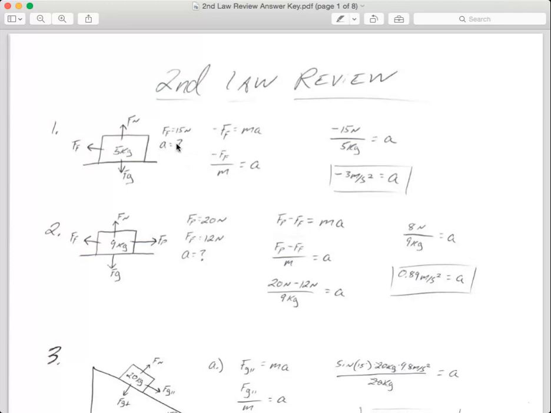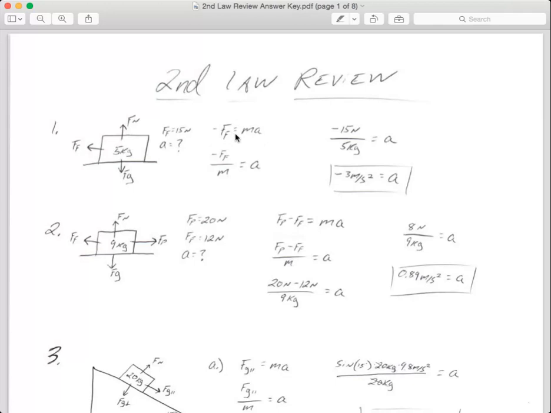So now we're going to look at left-right because it's going to accelerate to the left because it's slowing down. The only force acting on it left-right is friction. That's the way it's going to accelerate. So I set up my equation. I have friction in the negative direction because it's to the left. I don't have any arrows to the right, so I'm not going to make one up. There's only one force, and it's negative friction.